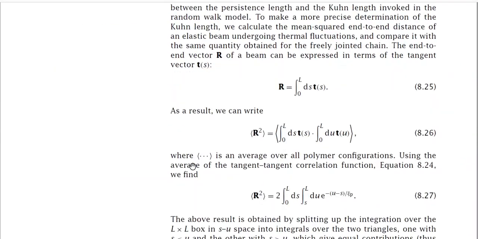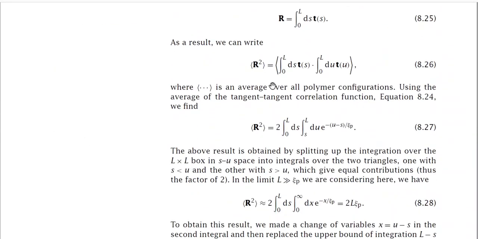what we can derive from equation 8.26 is this: R squared is equal to 2 times the integral from 0 to L of ds, and then the integral from s to L of du e to the power minus (u minus s) by epsilon p.